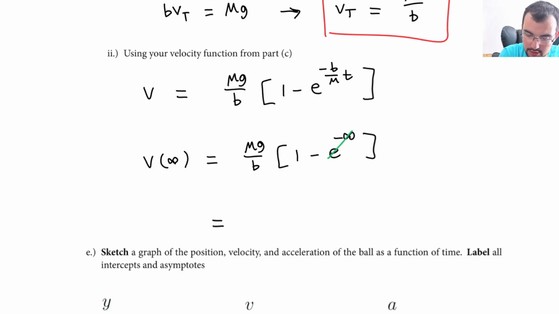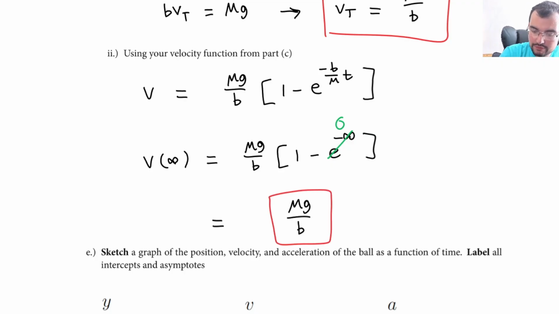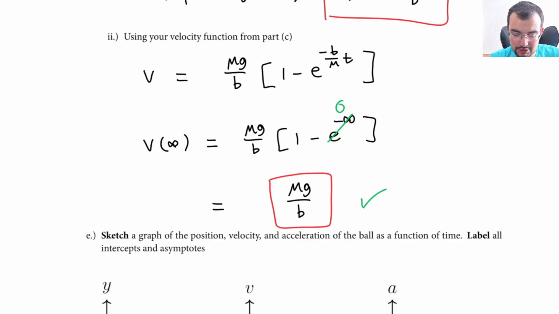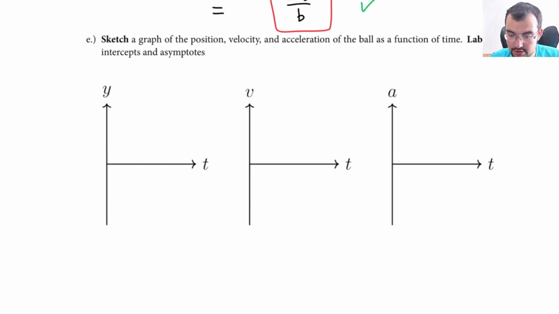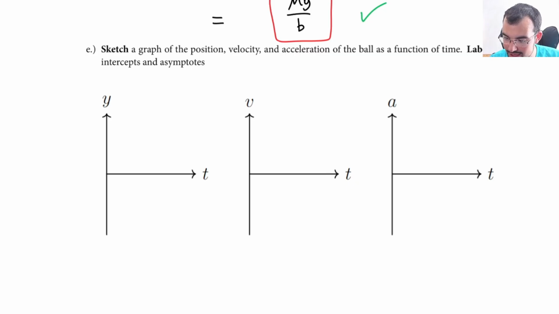Goodbye, right? You were 0. So what a surprise, we get mg over b. It is always just true that when you have the 1 minus e to the negative function, this is the terminal value. That's why we write this parent function. All right, let's sketch some graphs, label all intercepts and asymptotes.